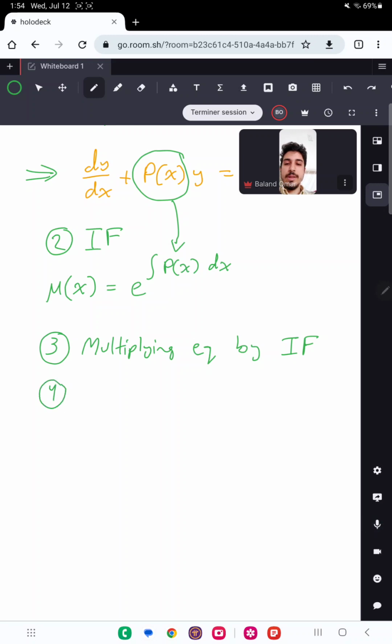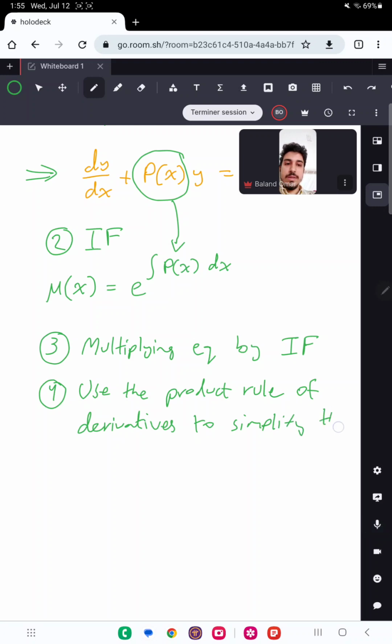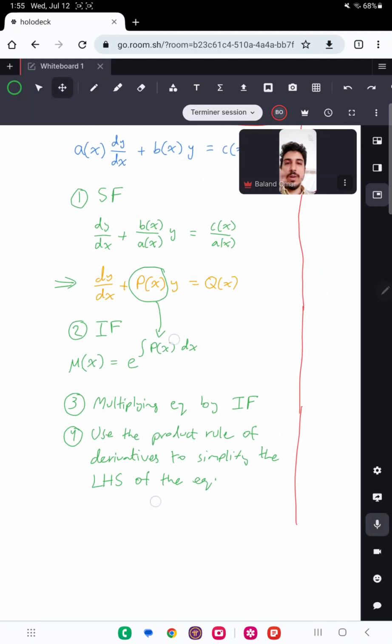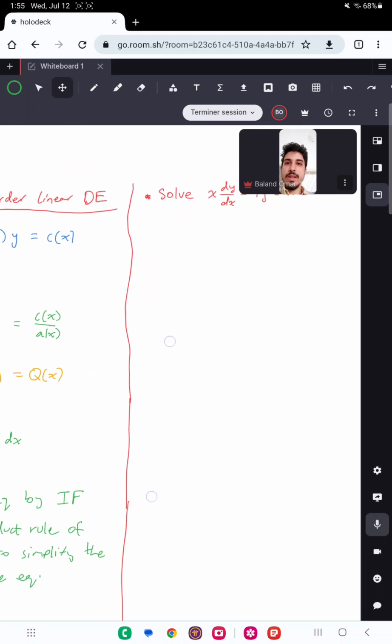And the fourth step, which is why we are doing all of that, is to use the product rule. Remember the product rule of differentiation? To simplify. Simplify what? Simplify the left-hand side of the equation. Straightforward steps, always applied, always the same way. Let's use an example to make it clearer.